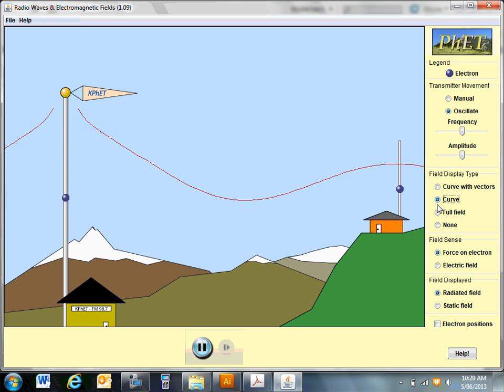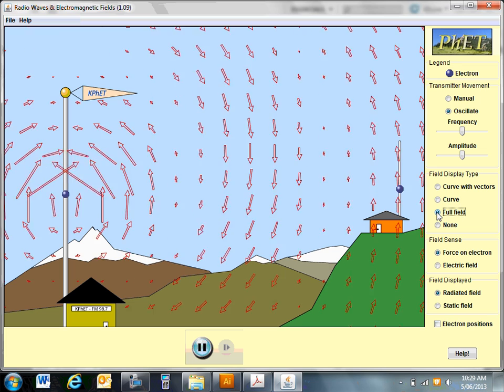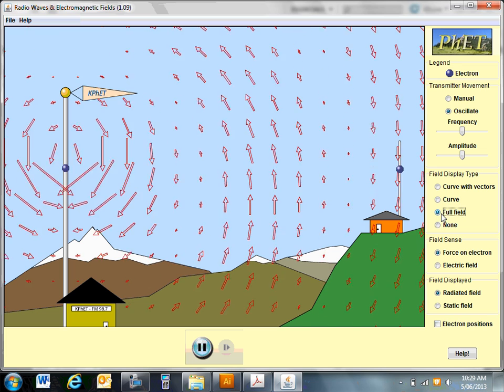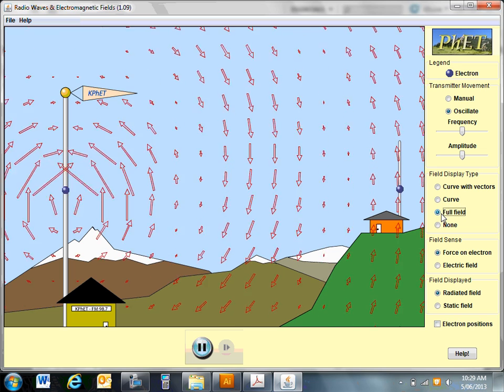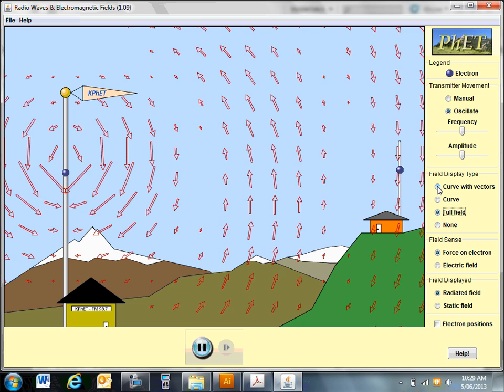Oh, just the curve. This is the full field. This is a bit freaky. Okay, so don't worry about that. We're only going to look in 2 dimensions here.